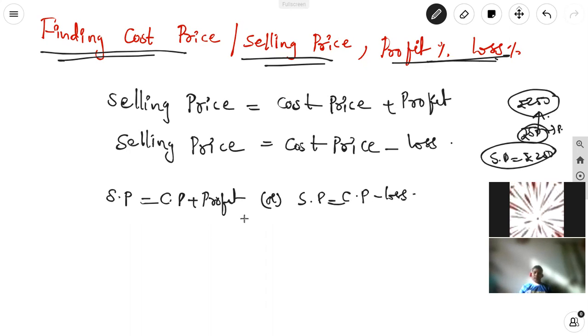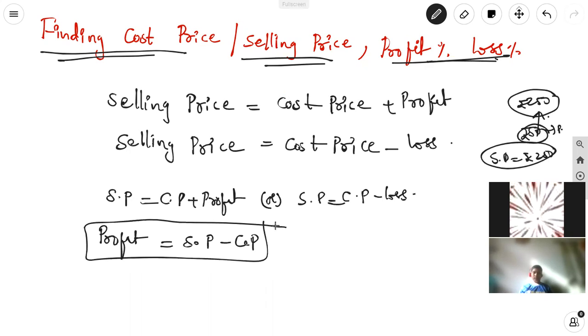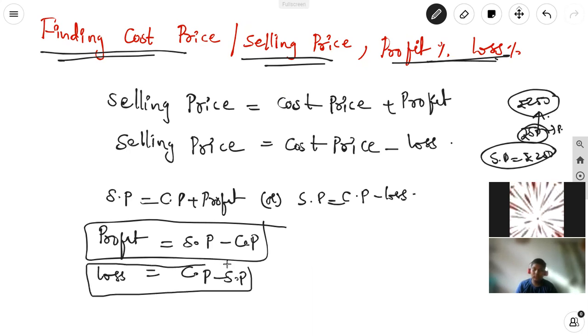Okay. From that, the loss, how are we getting the profit? The profit is equal to selling price minus cost price. And what is the loss? Loss is when the cost price is more than the selling price. If we buy at a higher amount and sell at a lower amount, we get the loss.